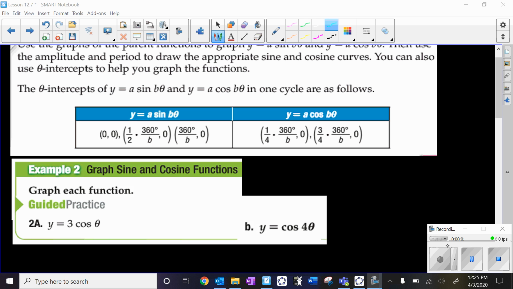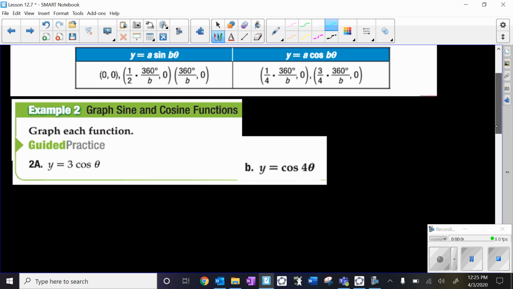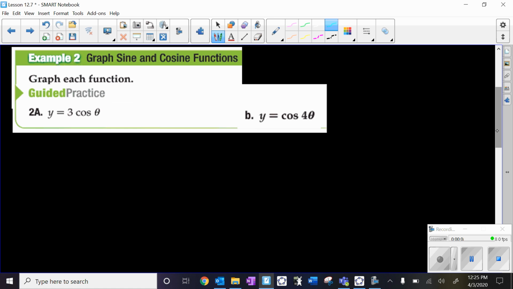Next, we're going to graph cosine functions. I have two of them, and we'll do both of them. So on 2a, focus on that one first. We want to find, again, the amplitude, the period, and we're going to also find the intercepts on this one as well.